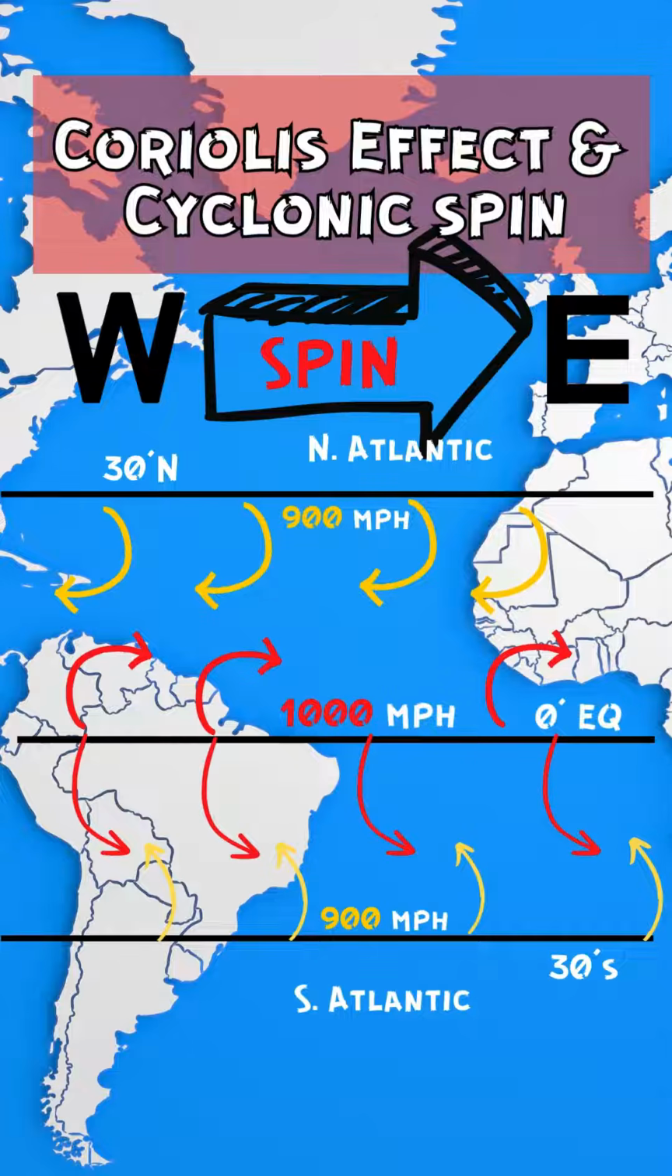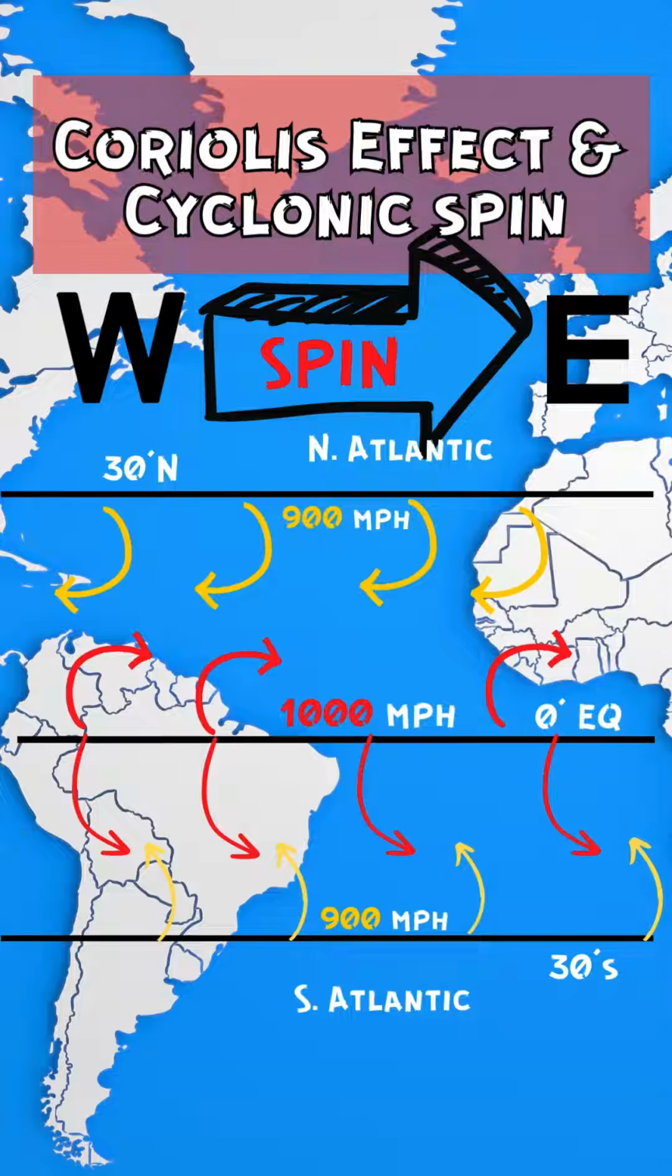Why do tropical cyclones spin in different directions in different hemispheres? In the northern hemisphere, these low pressure systems, these cyclonic systems, spin in a counter-clockwise direction. In the southern hemisphere, below the equator, they spin in a clockwise direction.